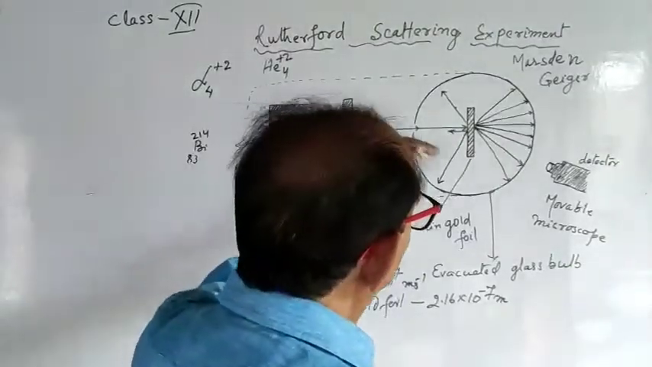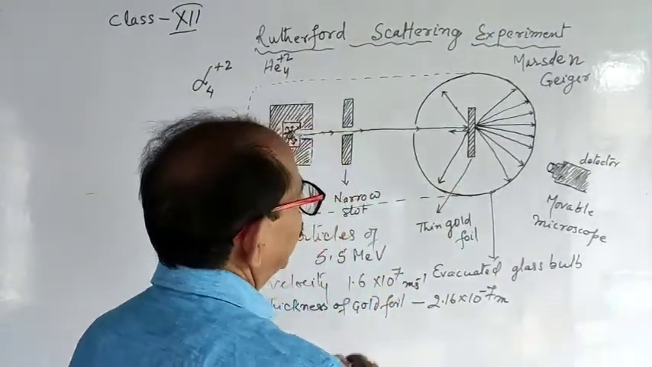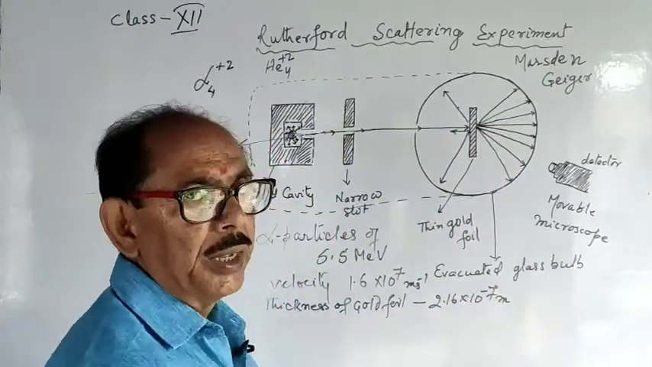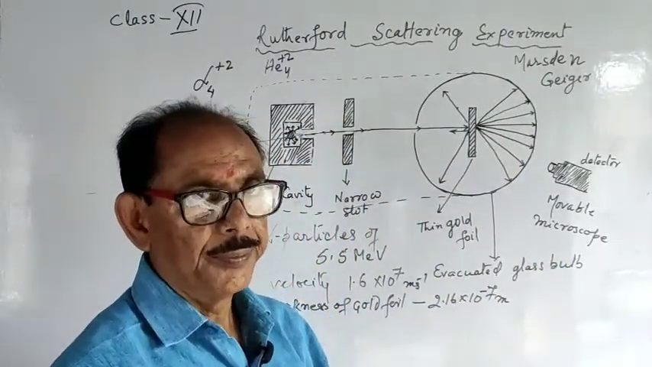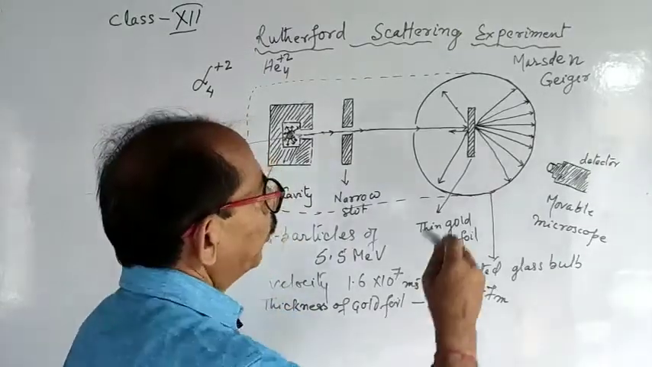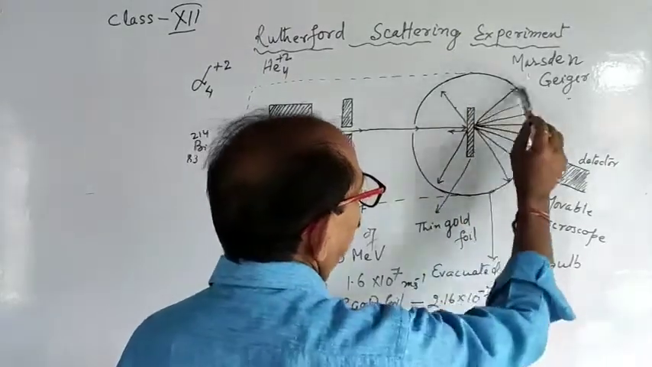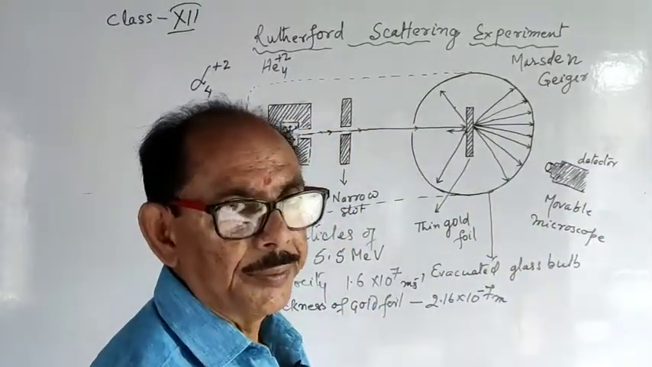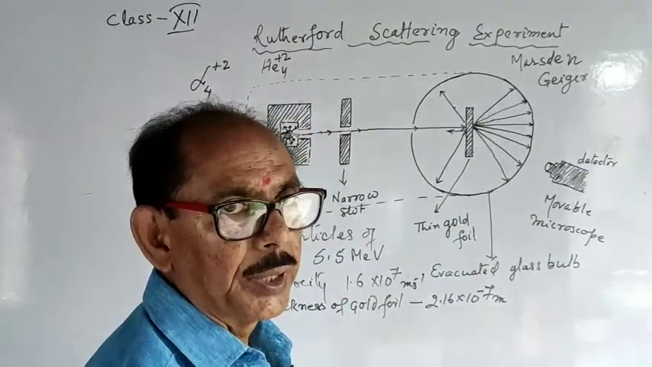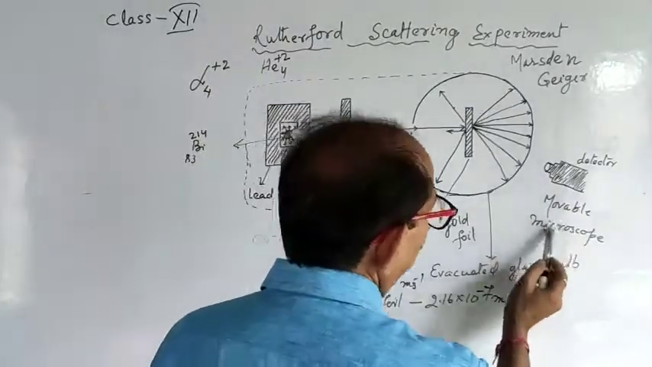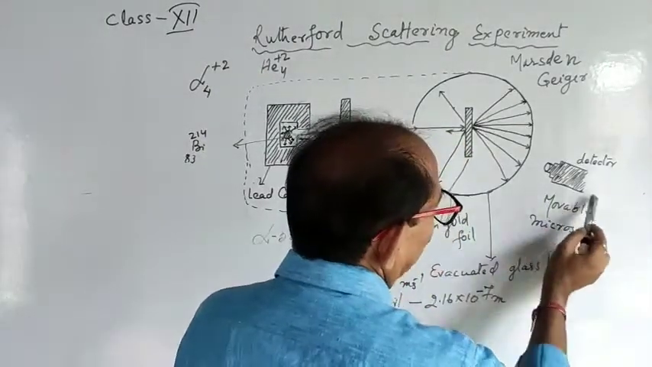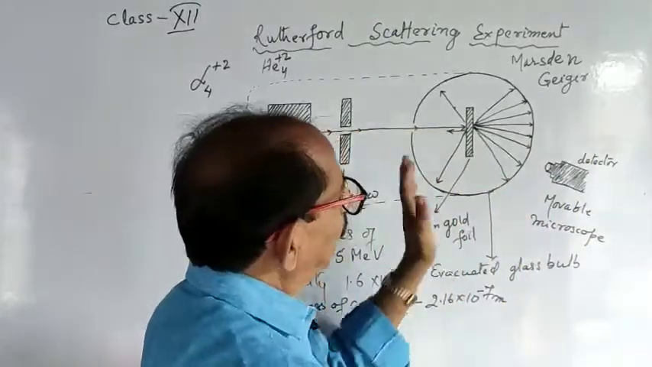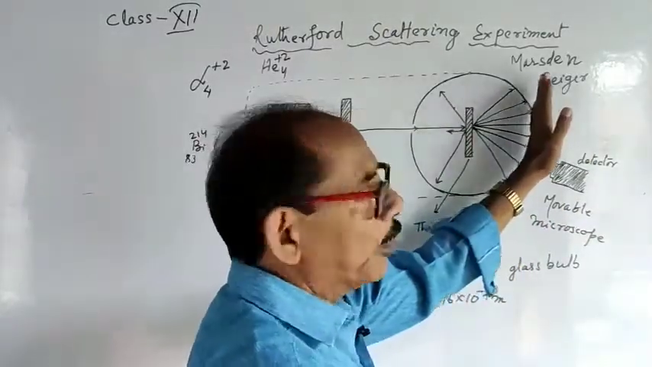When the alpha particles strike this thin gold foil, they get scattered. The evacuated glass tube is coated with phosphor materials like zinc sulfide. The movable microscope is used to observe those alpha particles which pass through the gold foil.